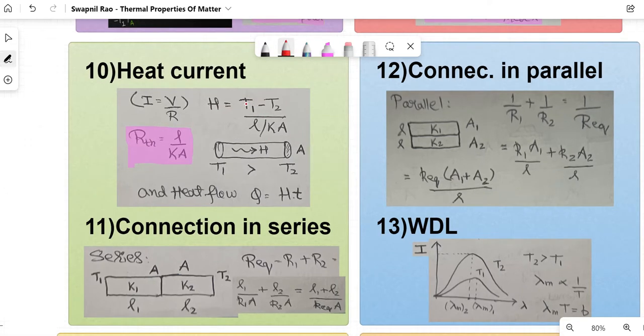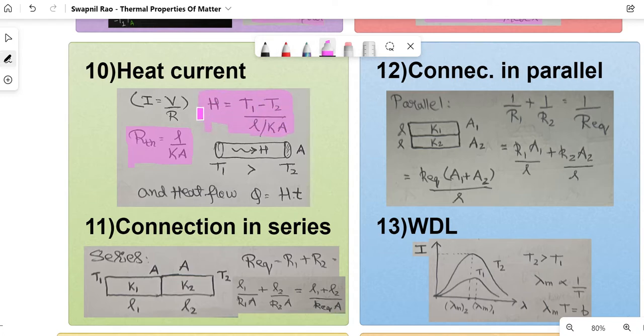And as you can see over here, instead of V, it's the same thing. Heat current, we denote it by H instead of I, and instead of potential difference, we are writing temperature difference. So as you can see in the diagram, T1 is greater than T2, so T1 minus T2 divided by, instead of R, we are just replacing the formula L divided by Ka in the denominator. So this would be the formula for heat current, and you have to memorize both of them, but you can use the current electricity analogy that I just gave.